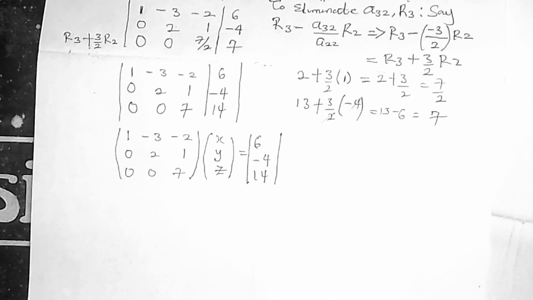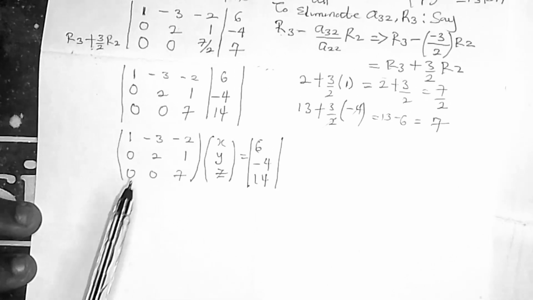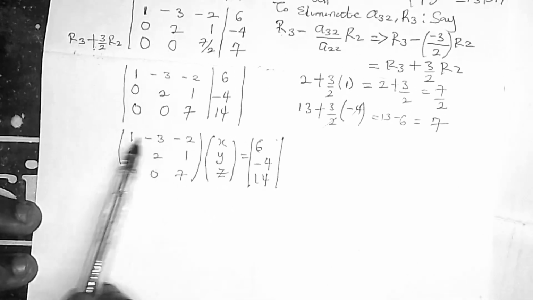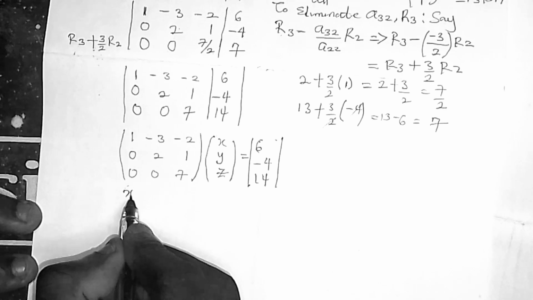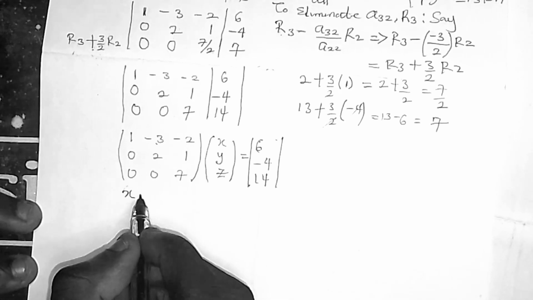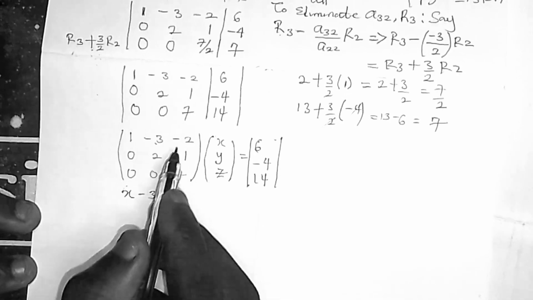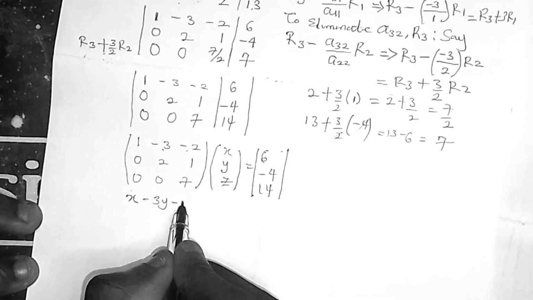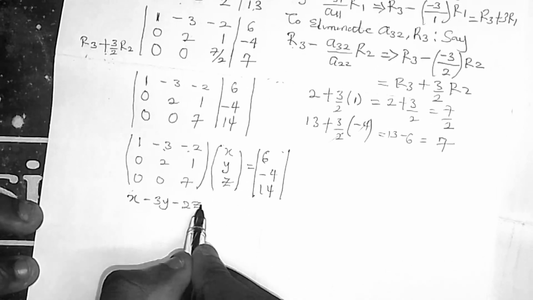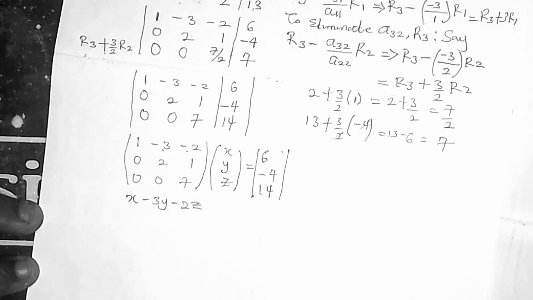And after this step, what is the next thing to do? Is to multiply it. So you are going to have 1 multiplied by x. 1 multiplied by x will give you what? X. Minus 3 multiplied by y, minus 3y. Minus 2 multiplied by z, minus 2z. Don't forget I said the row 1 is your pivot.